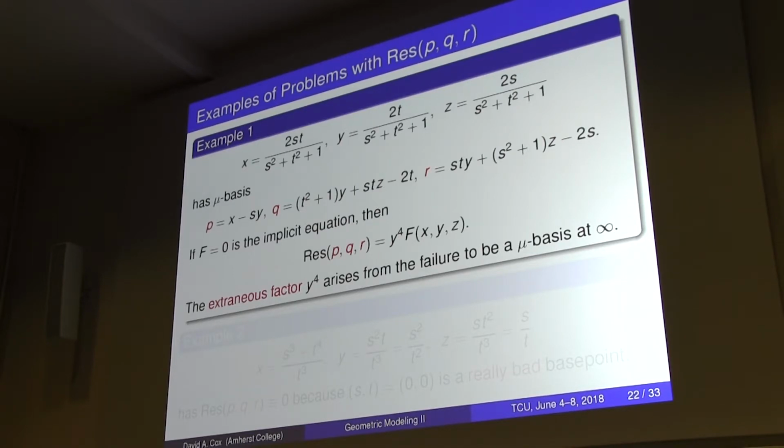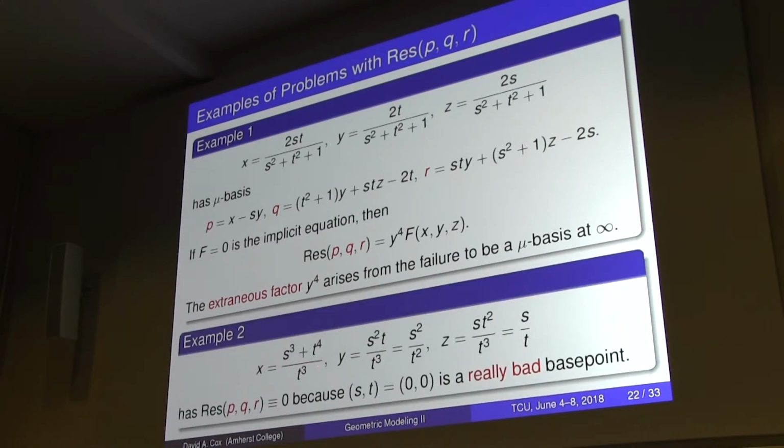So let's do 2 examples. Here's this one where we had the mu basis, and if you actually compute the resultant, what you get is the implicit equation, but you get this fudge factor. And yet this is a case with no base point. So what's this fudge factor? It's basically something that arises from the fact that it's not a mu basis homogeneously. So this is telling you that I have a mu basis that works affinely, but it doesn't work when I make things homogeneous. And so you definitely will get an extraneous factor in some cases. And we'll see other ways in which you get some extraneous factors as well.